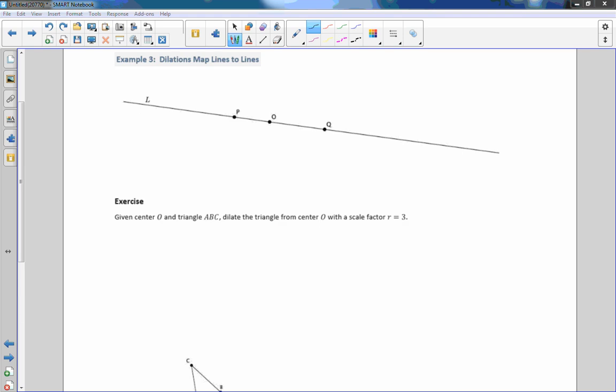Okay, so now we have example 3. In this case, the only change here is that O, the start of our ray, is on line L. What we have to think about is what would happen if the center O were on line L. If we pick points P and Q on L as well, then the dilations of points P and Q, P prime and Q prime, would they also be on line L? That's what we need to figure out here. So we're going to get the ruler and the compass back, and we'll do that.